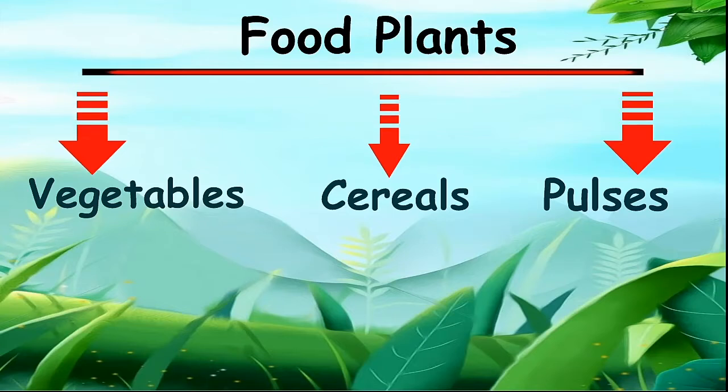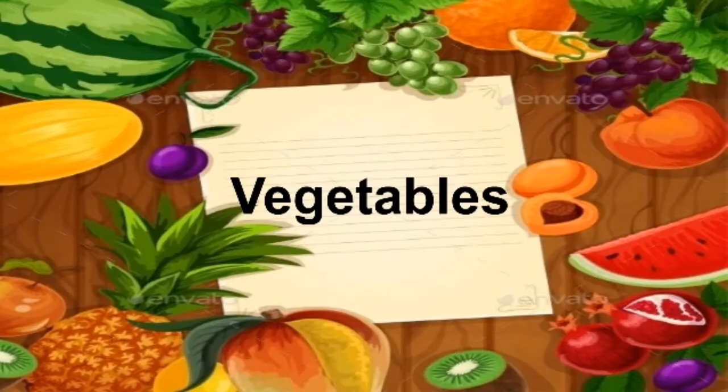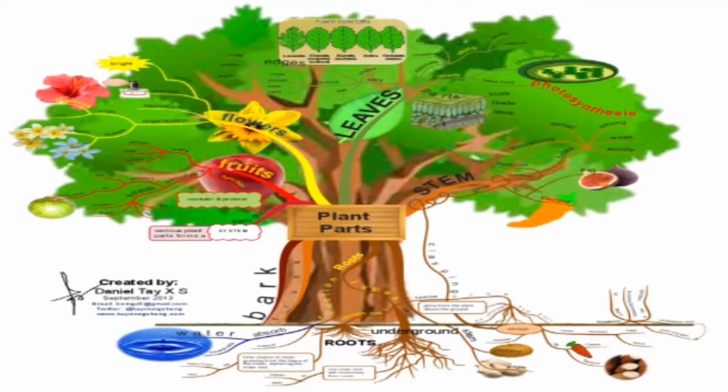Children, food plants are classified into three types. They are vegetables, cereals and pulses. Food plants are classified into three types. They are vegetables, cereals and pulses. Now let's see one by one. First, vegetables. Children, we get vegetables from different parts of the plants.